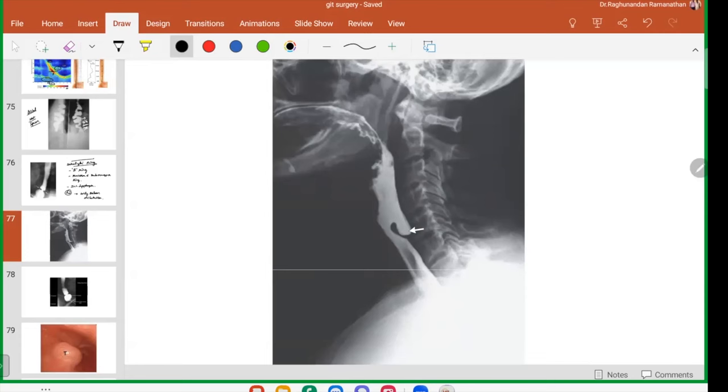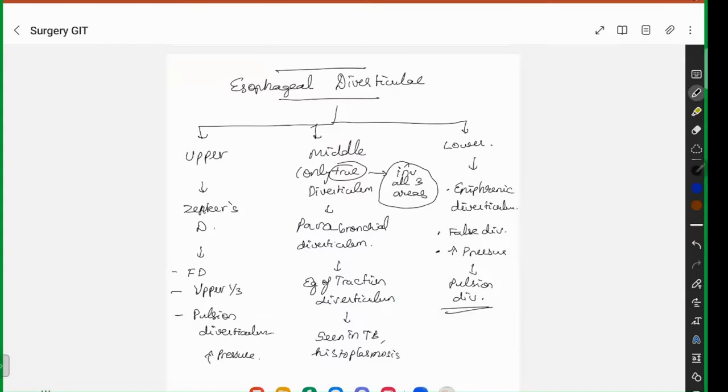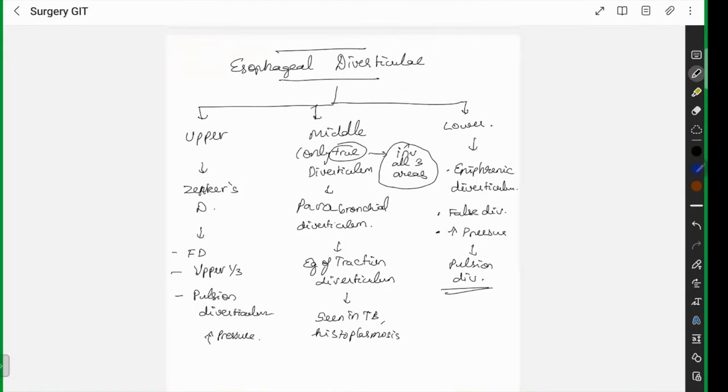Okay, and coming back to the mid-esophageal, when you talk about the mid-esophageal, this is the only true diverticulum. This is a previously asked question. An example of your traction diverticulum is seen in TB and histoplasmosis. Lower, the epiphrenic diverticulum, again, is going to be very similar to that of your Zenker's diverticulum.